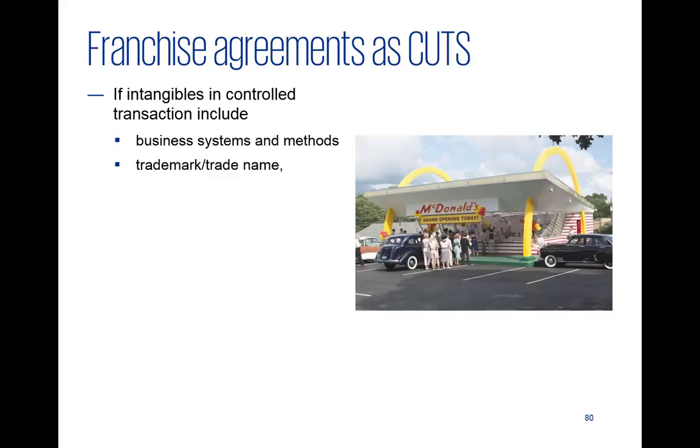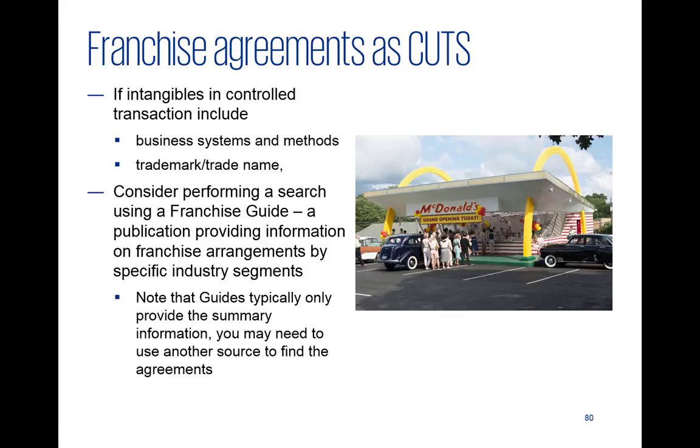So one area to think about is when you see a related party contract where you're licensing not only, say, business systems and methods, process, know-how, etc., but also the trade name and trademarks and other things that business systems might include, like recipes. You might want to think about whether this is very much like a franchise and use franchise agreements that are available between unrelated parties as a way to come up with the pricing for the related party transaction. Now, there are franchise guides, publications providing information about the various different franchise arrangements that are out there by industry segment. So this is all quite feasible.